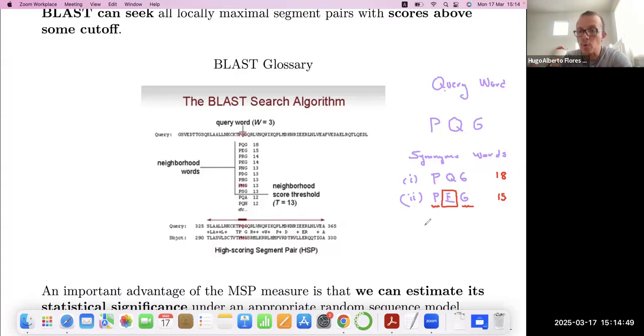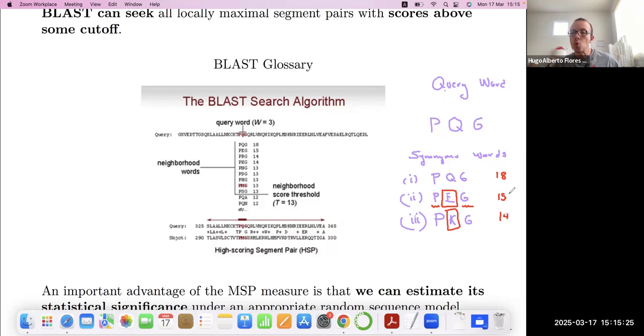Okay, so when I'm considering more combinations, I imagine that I keep fixed the P and the G, and I change just the middle letter. So as a third combination, I'm going to use, let me jump to this one, K and G. Again, the only letter that is changing is this one. If I compute the score, I will see that the score is 14.